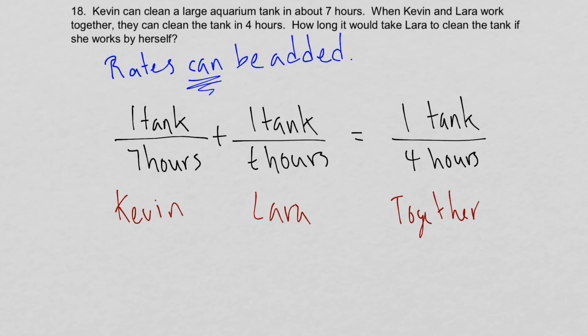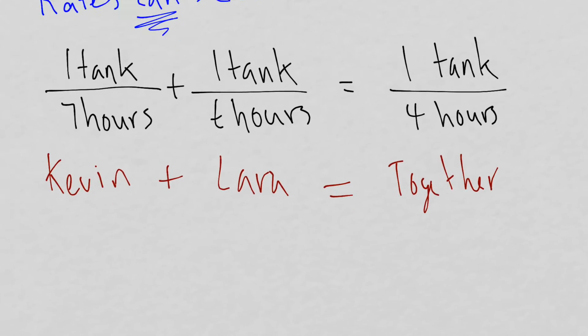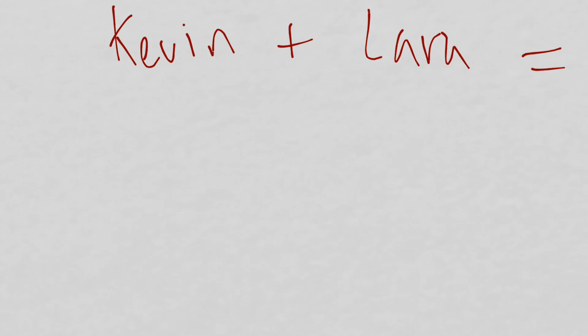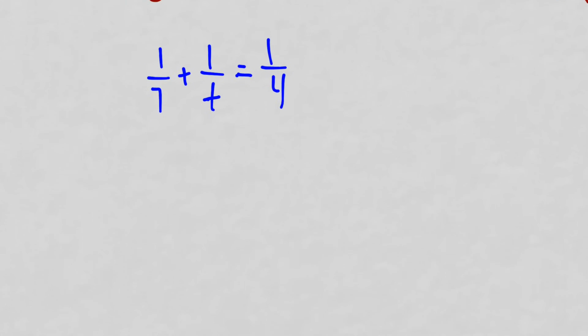So we can actually solve this equation now. Kevin can do 1 tank in 7 hours. Lara can do 1 tank in T hours. Together they can do 1 tank in 4 hours. Kevin plus Lara is equal to their total rate together. Let me rewrite that equation in a much simpler form. So without all that mess, it's 1 over 4 plus 1 over T equals 1 over 4. Whoops, I just messed up. It's not 1 over 4, it's 1 over 7 for Kevin. 1 over 7 plus 1 over T equals 1 over 4.